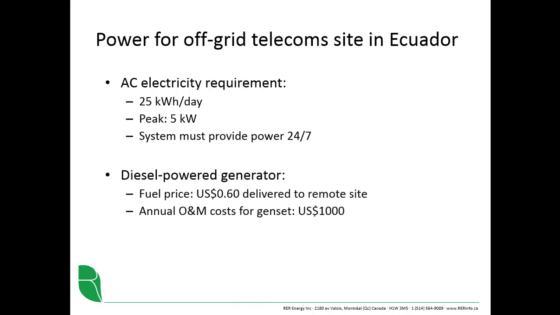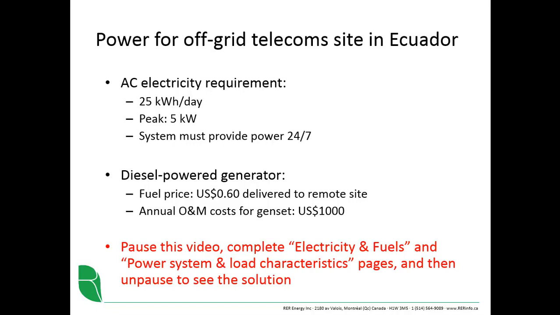In the base case, we'll use a diesel-powered generator. And the fuel price we can assume is 60 US cents per liter delivered to this remote site. The pump price of diesel in Ecuador is actually quite a bit lower than that. The annual operation and maintenance cost for the genset is going to be 1,000 US dollars per year. Now, pause this video, complete the Electricity and Fuels and Power System and Load Characteristics pages, and then unpause to see the solution.